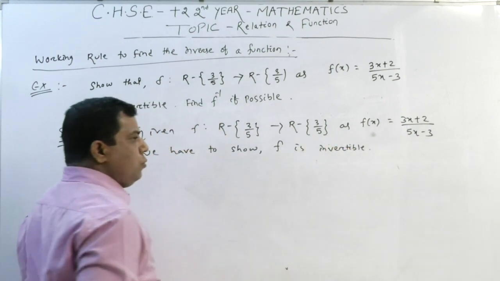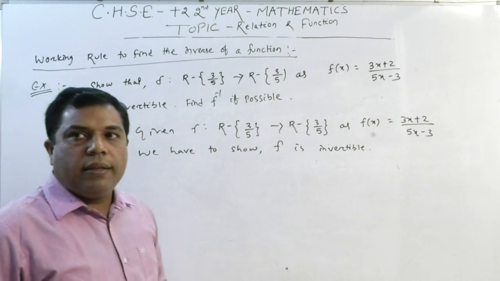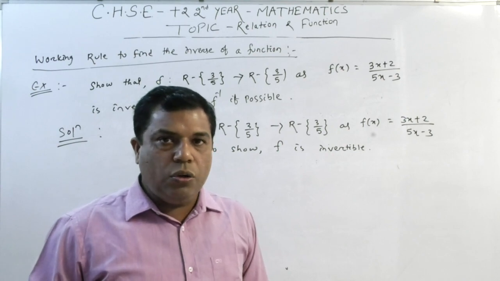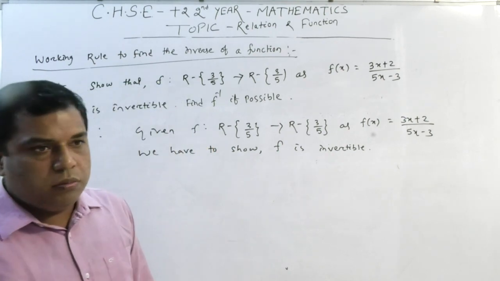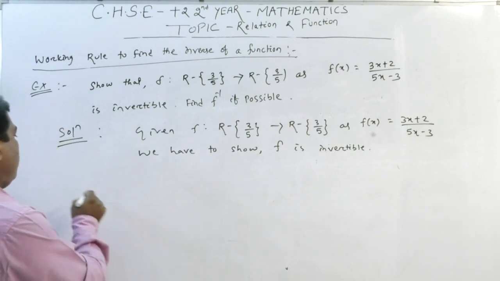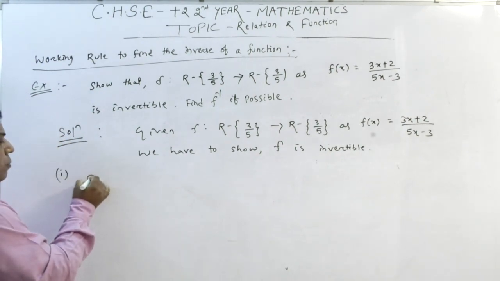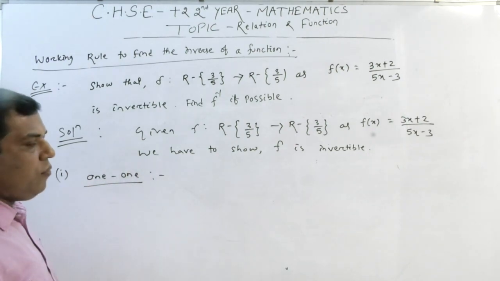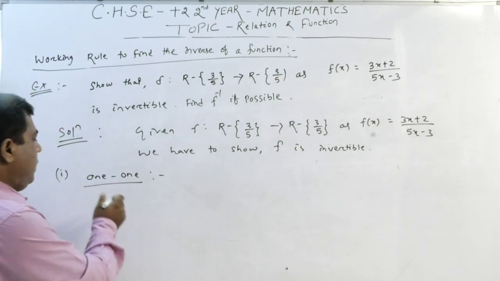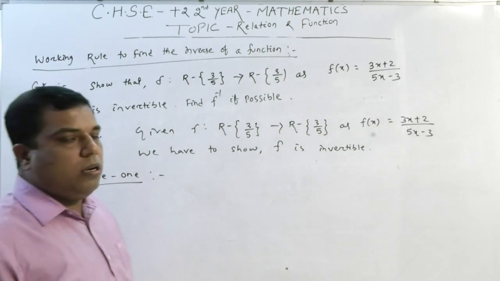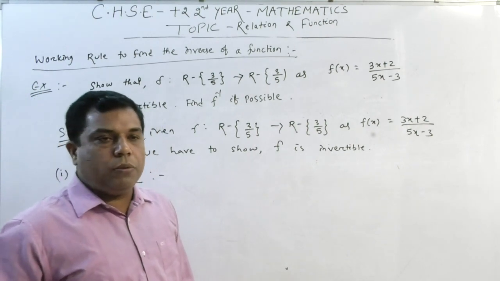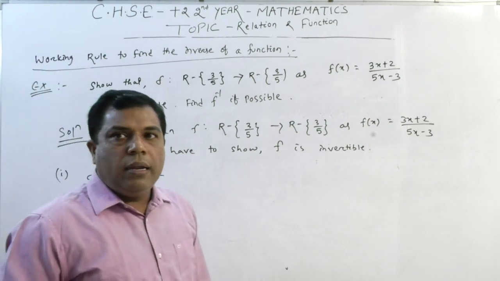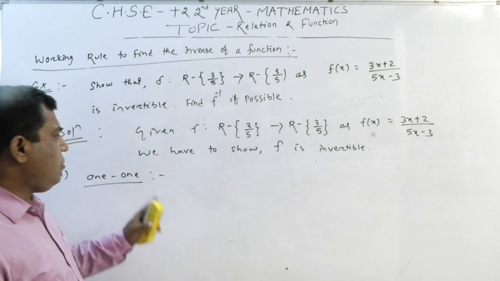So for it, what do we have to do? We have to check the one-one condition and the onto condition, that is, whether f is bijective or not. So we will go one by one. First we check whether the original function f is one-one or not, because if it does not satisfy any one of the conditions, then we can't say it is invertible. For the existence of the inverse, it should be one-one and it should be onto.